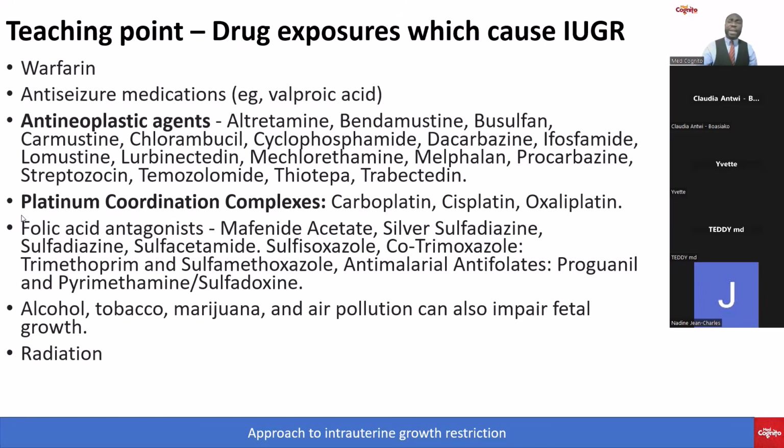Another one is platinum coordination complexes like carboplatin, cisplatin, oxaliplatin. So all the platins, if you hear platins, know that they go with IUGR. And then folic acid antagonists. Remember that fetuses need a good maternal supply of folic acid so that their neural tubes develop well. So if the mother has folic acid deficiency, that can lead to IUGR as well.